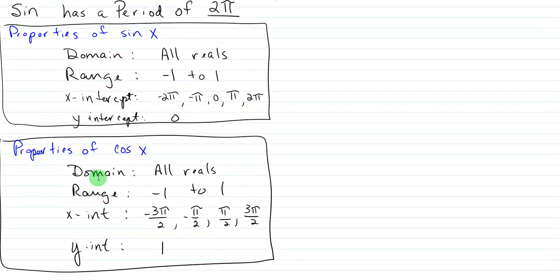Properties of cosine. Domain is still all reals. Range is still -1 to 1. Its x-intercepts are multiples of pi over 2. So you can see that there. Y-intercept is 1. It's going to go through 1 on the basic one.